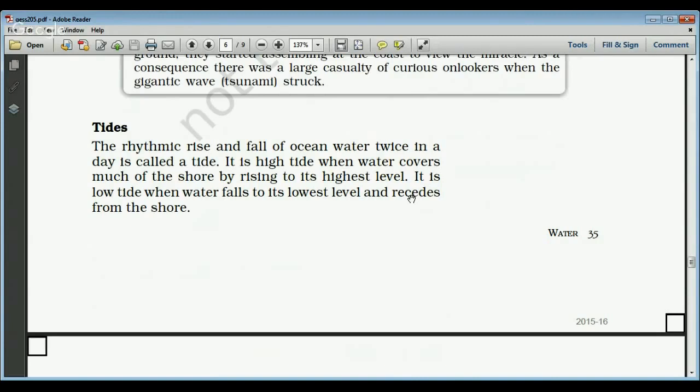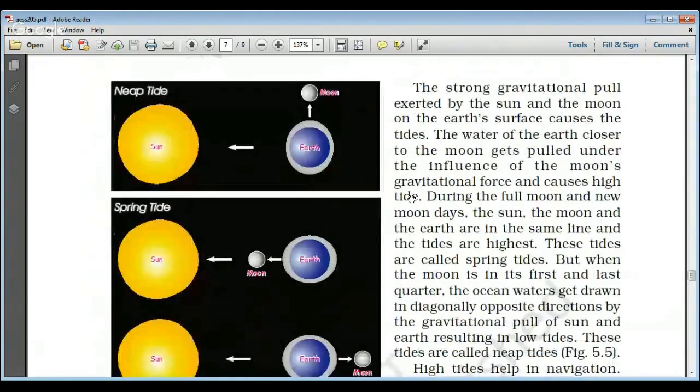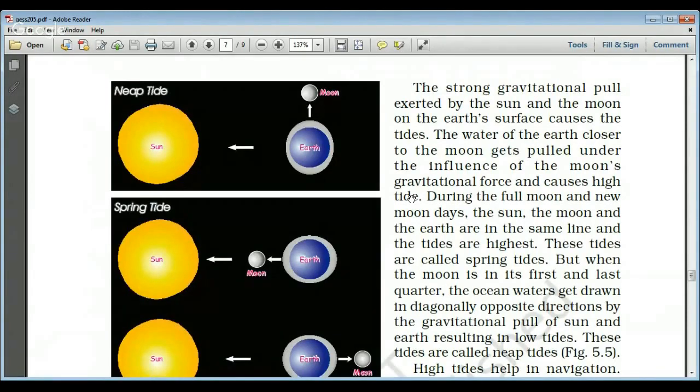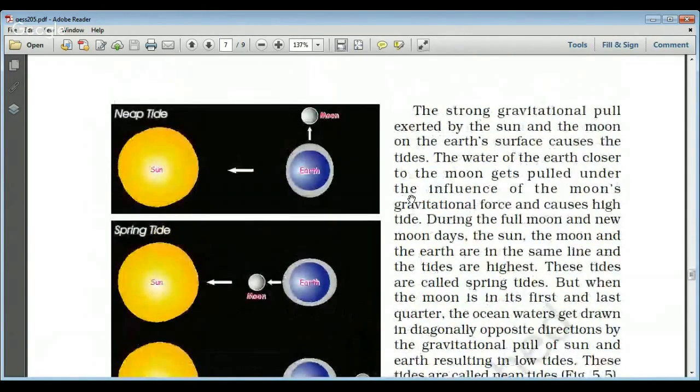And there are two types of tides, one is high tide and the other is low tide. High tide is when water covers much of the shore by rising to its highest level, and low tide occurs when water falls to its lowest level and recedes from the shore. And the strong gravitational pull exerted by the sun and moon on the earth's surface causes these types of tides. There are two types of tides, one is neap tide and the other is spring tide. Spring tide happens on the new moon and the full moon, and neap tide happens on the other moon days.